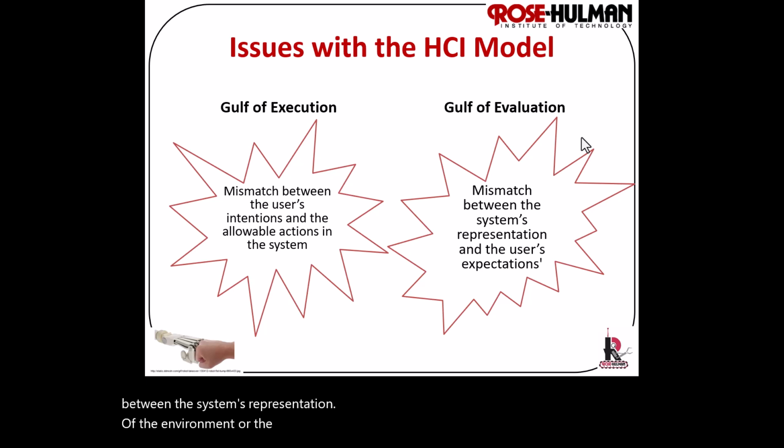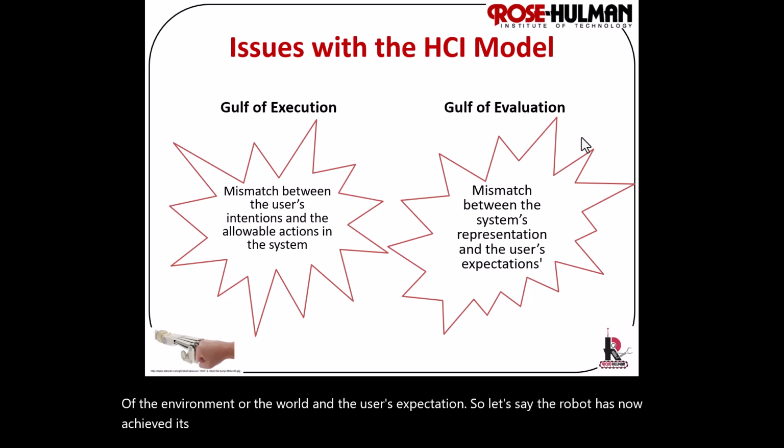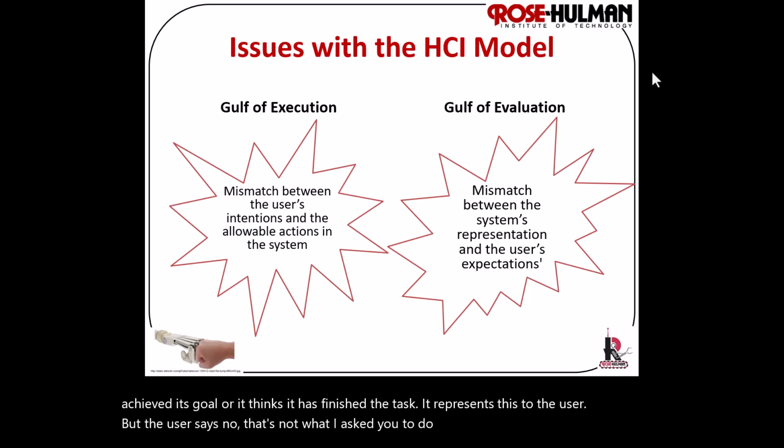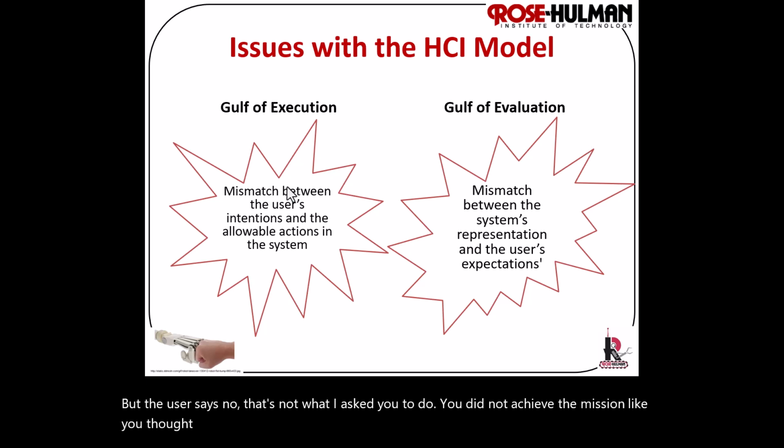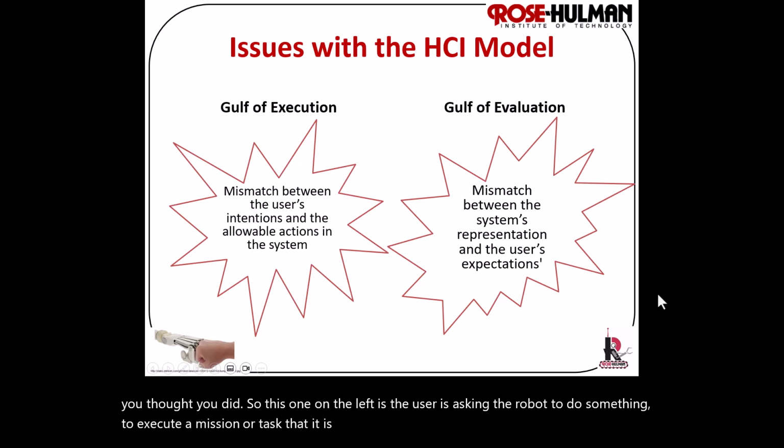So let's say the robot has now achieved its goal, or it thinks it has finished a task. It represents this to the user, but the user says, no, that's not what I asked you to do. You really did not achieve the mission like you thought you did. So this one on the left is the user is asking the robot to do something to execute a mission or task that it is not capable of doing.